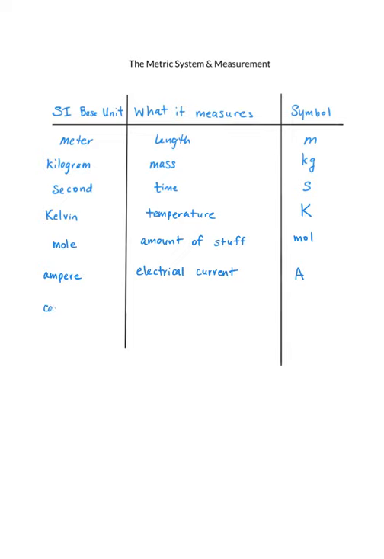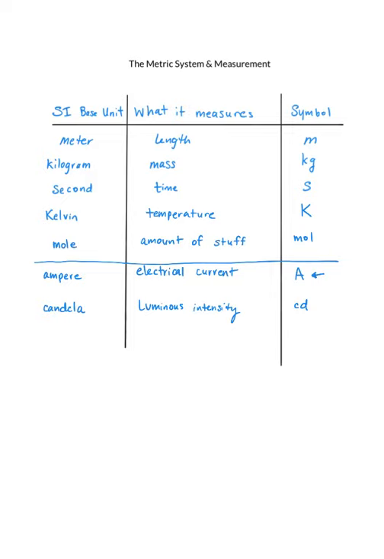And the candela, which measures luminous intensity, how bright something is, and is abbreviated cd. We will not focus on these 2 SI units of measure in this course. In future courses, we may think about the ampere to a small extent, but we'll largely ignore the candela.